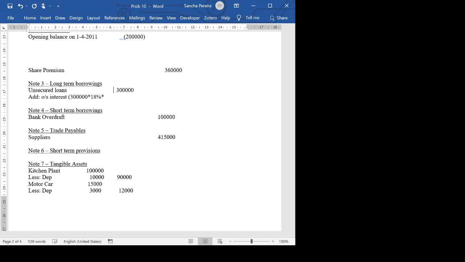Now be careful of the months. Since the loan is taken on 1st January 2012, our year started on 1st April 2011 and ends on 31st March 2012. So basically we have taken the loan 3 months prior to closing. When we are calculating the interest, it's going to be 3 by 12, and that amount comes to 13,500. So the total unsecured loan comes to 3,13,500.